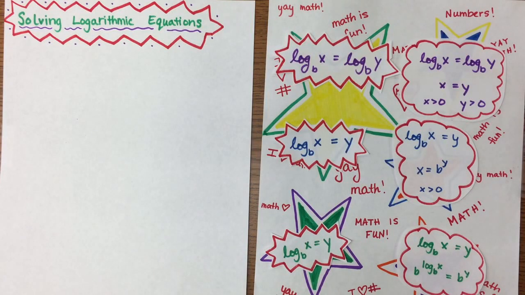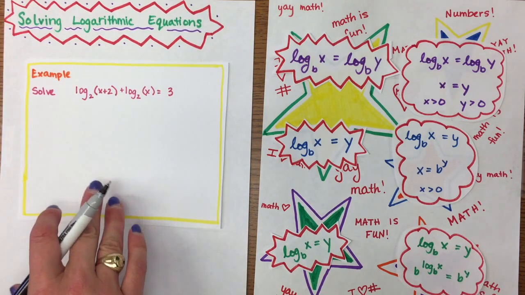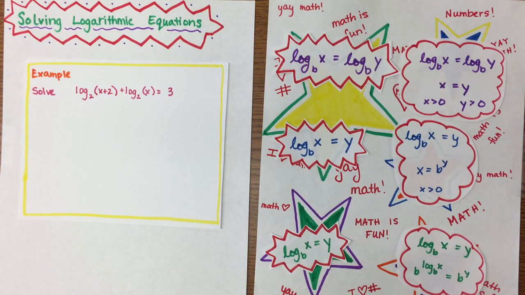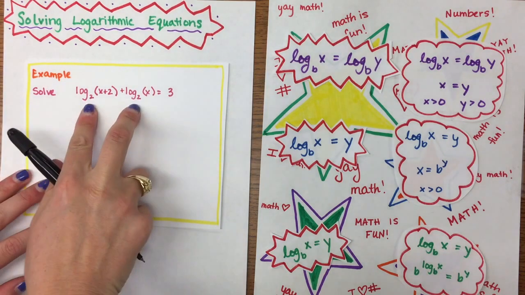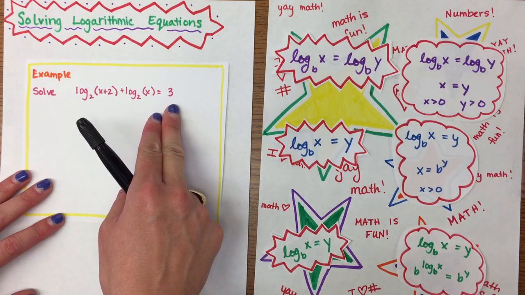Welcome back. We're continuing solving logarithmic equations. In this example, we are going to solve the equation log base 2 of x plus 2 plus log base 2 of x is equal to 3. What I notice about this equation is that I have two logarithmic expressions on the left, and I have something that's not inside a log on the right.